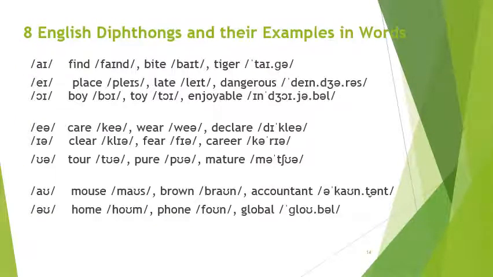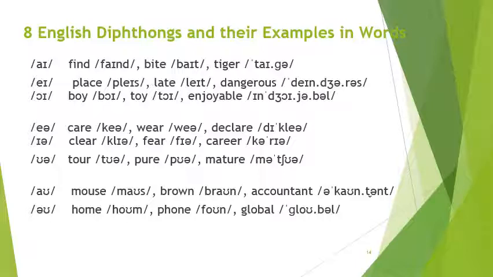And here on these slides we have 8 English diphthongs and their examples in words. The first one is I, and you see a glide starting from A to E. I would say that they are mostly short. I as in fine, bite, tiger. Second one is A, starting from A, then gliding into E, as in flays, late, dangerous.